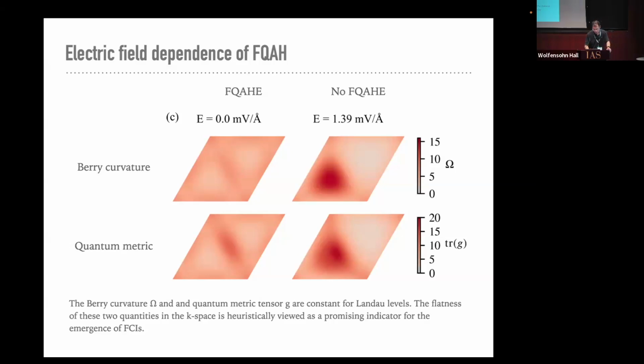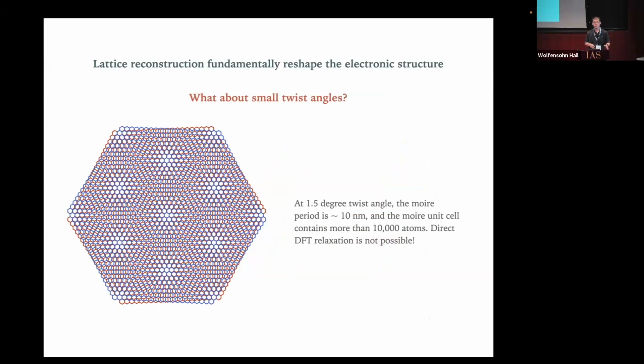Okay. So now, with all this being said, what we've shown is that if you just do things in a brute force way and include the lattice relaxation carefully, we should be able to model the system. But what about the small twist angles, right? Remember the calculation we've done is roughly at a 3.9 degree. And you see at a 1.5 degree twist angle, the Moiré period is about 10 nanometers, and then there will be 10,000 atoms in the unit cell. So if you put it in a computer, it will crash right away.